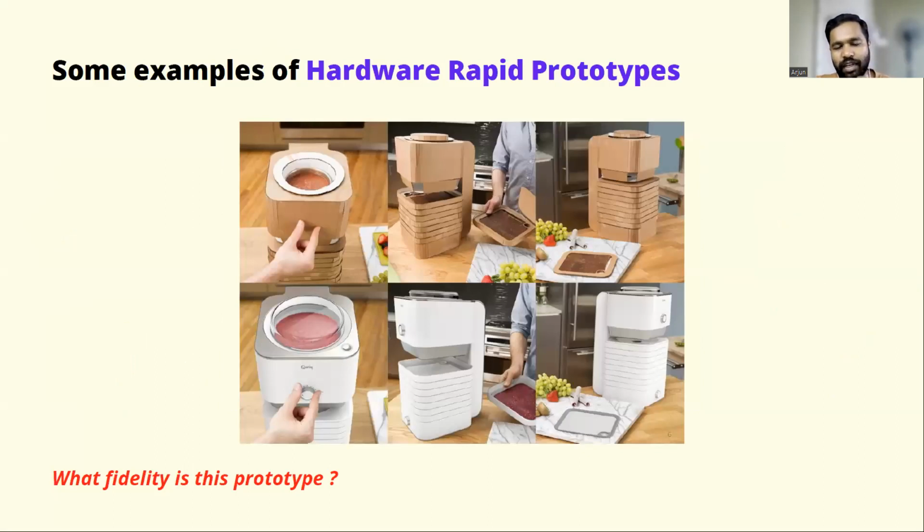So we could even use cardboard. If you are building some kind of mechanical device, like a juicer or a machine like this, you can use cardboard or a foam board to show your customer how it is going to look, where you are going to have the control buttons, how the operation of the product is going to look, and things like that. So can anyone guess what fidelity this cardboard-based juicer prototype is? Can anyone guess?